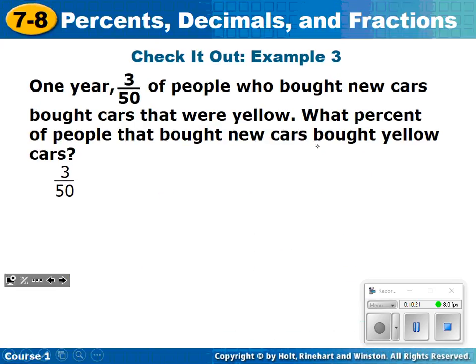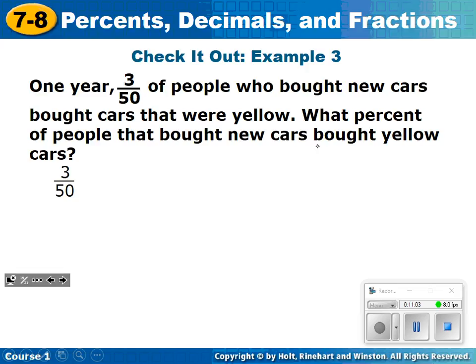One year, 3 out of 50, or 3/50ths of people who bought new cars, the cars were yellow. What percent of people that bought new cars bought yellow cars? Well, you should be able to look at that and figure out what the percentage is. What's the percentage? Dylan? 6%, because if you multiply the top and bottom both by 2, you end up with 6 over 100, which is 6 out of 100, which is 6%.